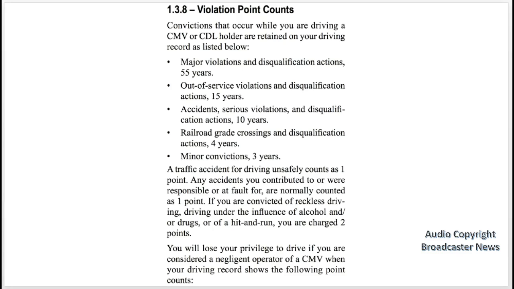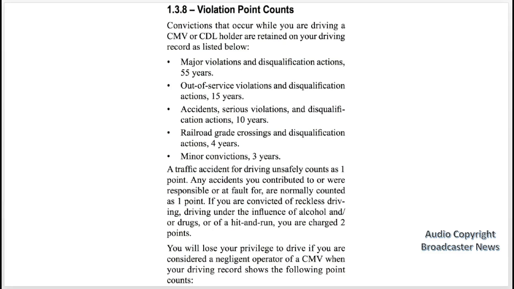Minor convictions, 3 years. A traffic accident for driving unsafely counts as 1 point. Any accidents you contribute to or were responsible or at fault for are normally counted as 1 point. If you are convicted of reckless driving, driving under the influence of alcohol or drugs, or a hit and run, you are charged 2 points.